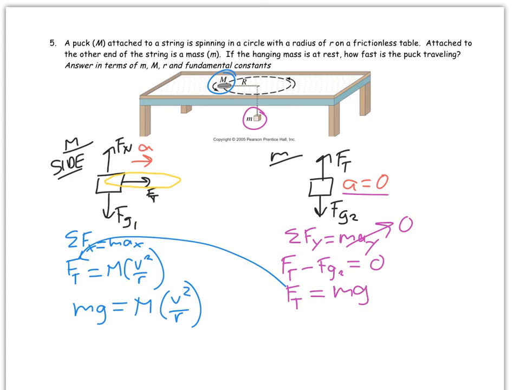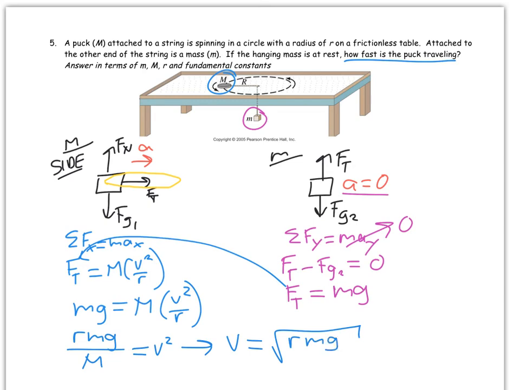I'm ultimately looking for how fast the puck is traveling, so we want to find this velocity here. So I'm going to solve for that. I'm going to first multiply both sides by r, so I'm going to have rmg, and then I'm going to divide by big M. So rmg over big M equals v squared, which means that v is the square root of that expression, rmg over big M.